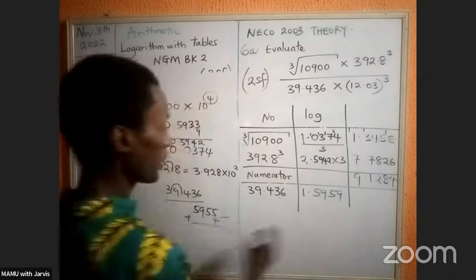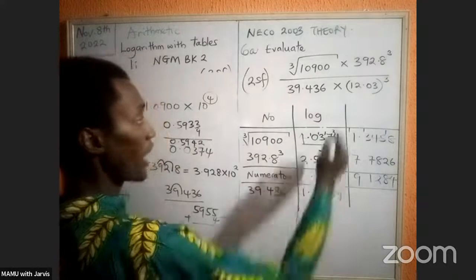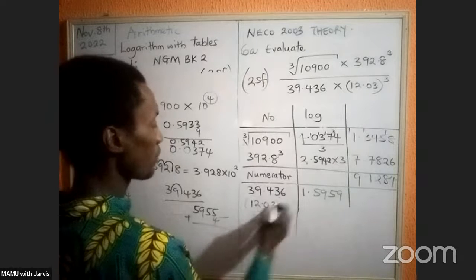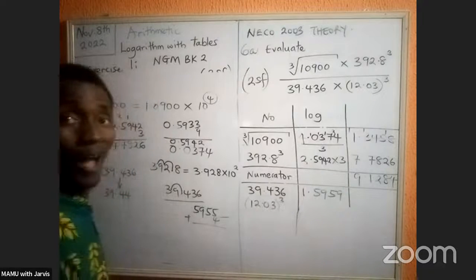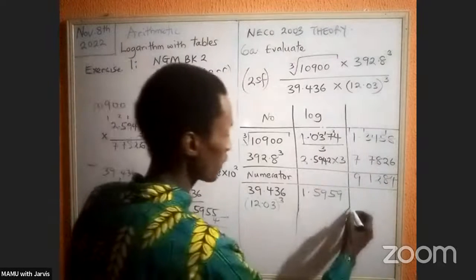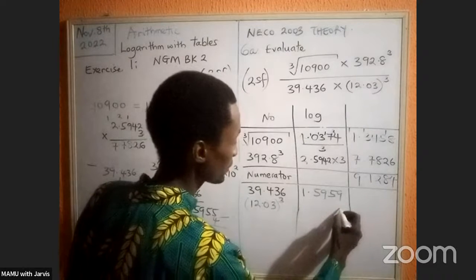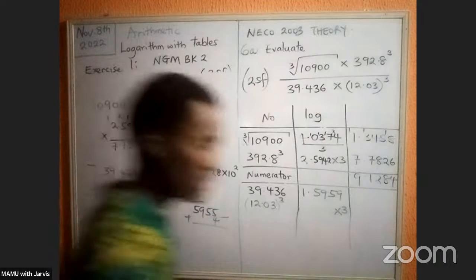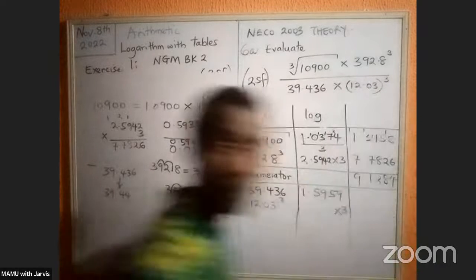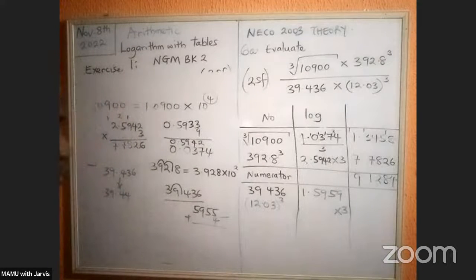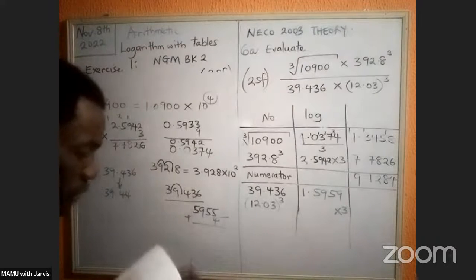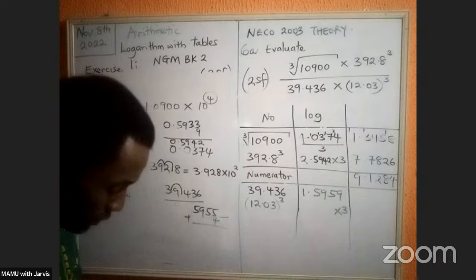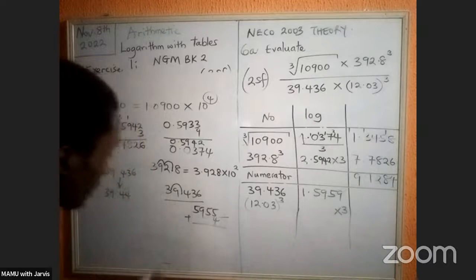And I'm going to have 5959. Is that okay? So we go to the last one, which is 12.03, all raised to the power of 3. The power of 3 means that whatever you get, multiply it by 3. Whatever you get, multiply it by what? Multiply it by 3. So what do you do? You go to your 4-figure table again and check 12 under 0. 12 under 0 will give me what?